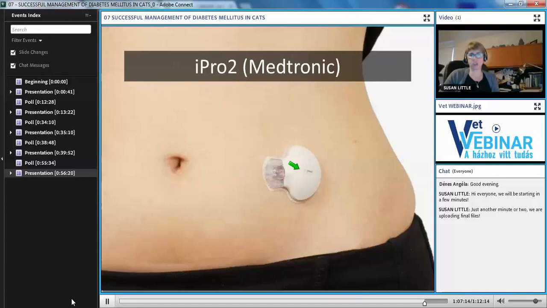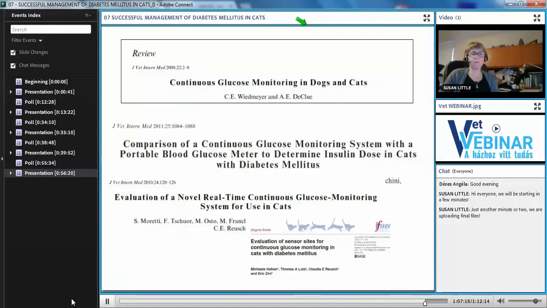So there's a couple of different versions of this. They have been well validated in cats and dogs. There's a lot in the veterinary literature about using these in cats and dogs. So if this is something you're interested in, there's a lot of reading that you can do on how to use these in your patients.